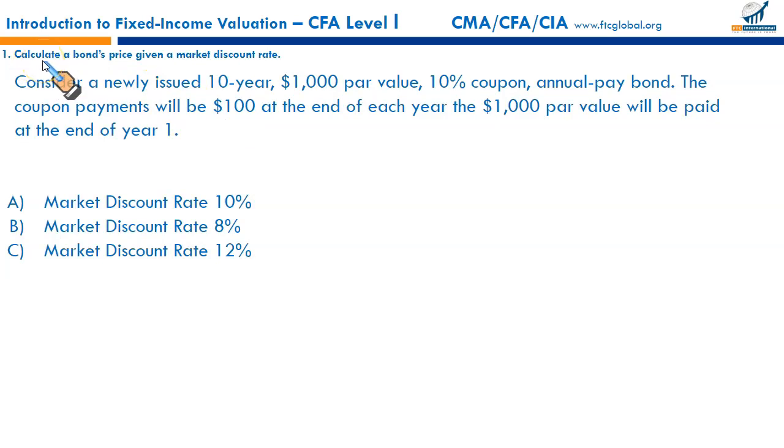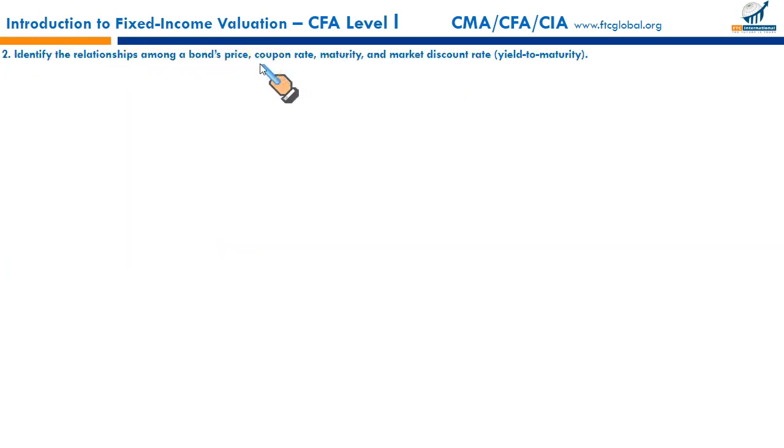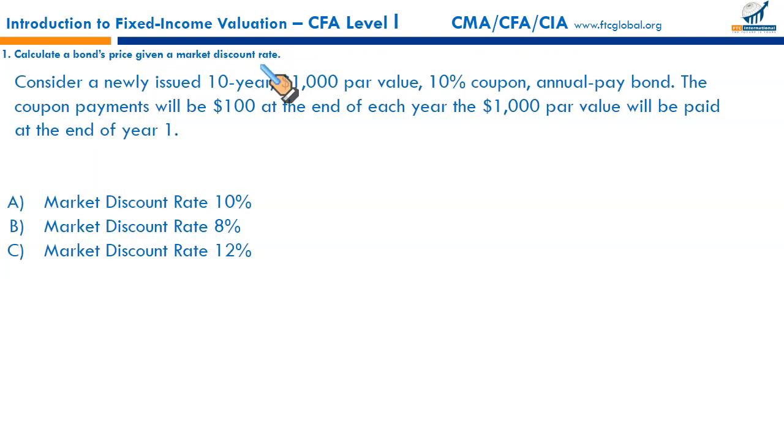First LOS says calculate a bond price given a market discount rate. The market discount rate that is appropriate for discounting a bond's cash flow is also called bond's yield to maturity or redemption yield. Now we have been given an example and we'll try to understand this learning outcome statement through this specific question.